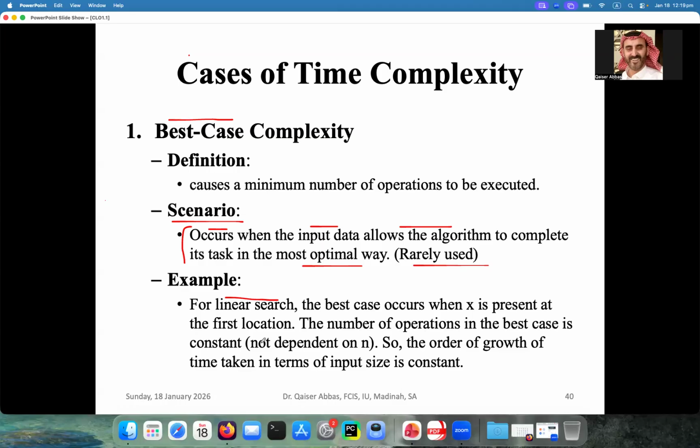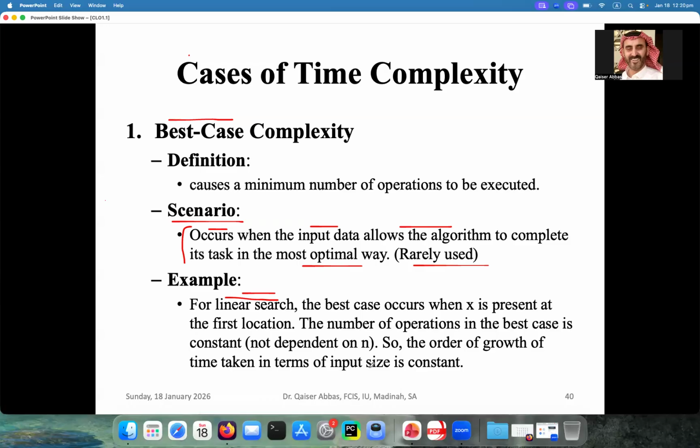And when you have the best case, here we are getting this with the minimum number of operations. For linear search, only one comparison, so order of one. That is constant. So the best case here is constant, and we can represent constant with order of one.